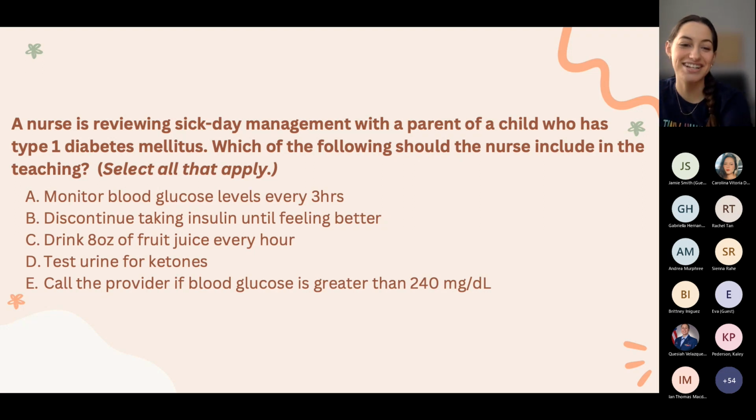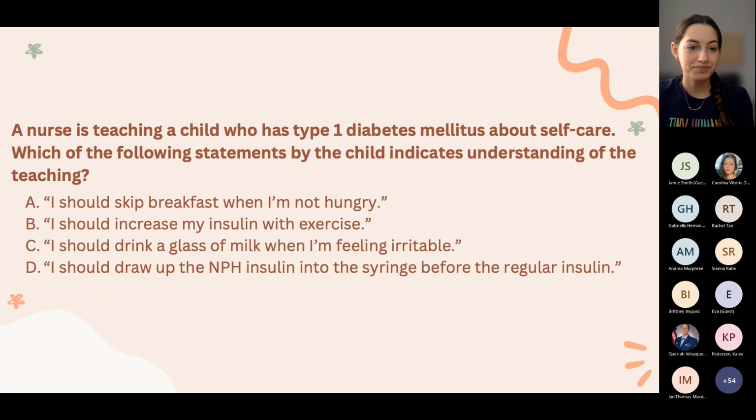All right, you guys did awesome with this one. So the correct answer is A, D, and E. They want to continue taking their insulin to prevent hyperglycemic episodes, and then they want to drink fluids without sugar. So we definitely don't want them having 8 ounces of fruit juice every hour. Good job, guys.